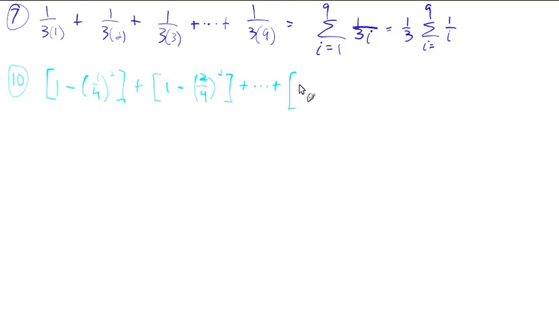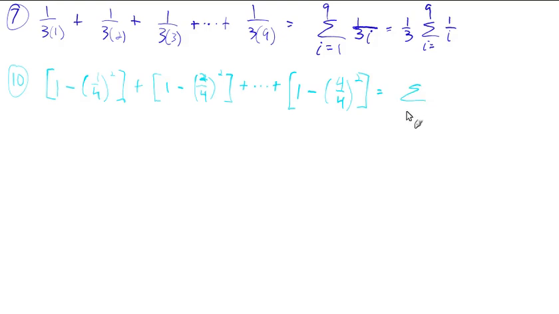Plus 1 minus 4/4 squared. Okay, we see there's always this 1, and then we are always subtracting something over 4. It's always over 4. And it's always squared. Okay, you start to see those things that remain the same.